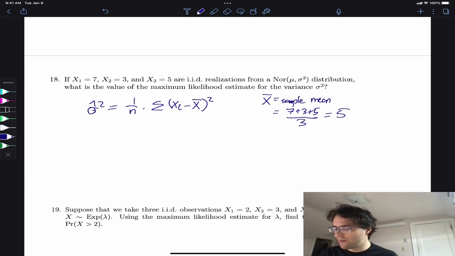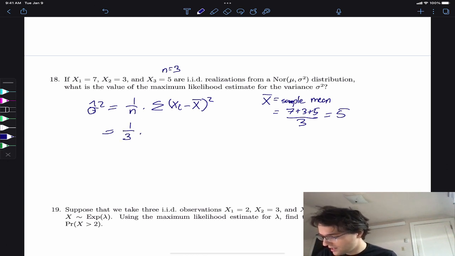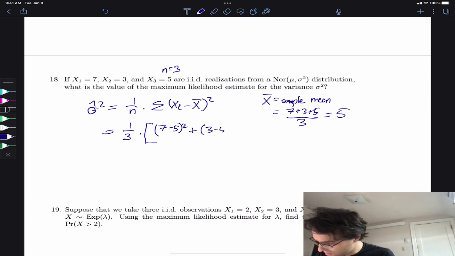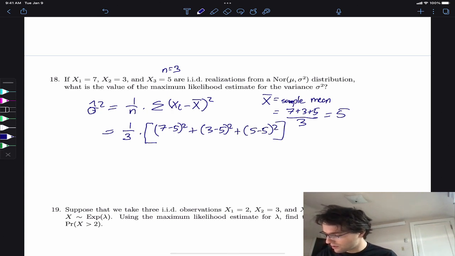So our sample mean is 5. What is n? n is equal to 3, of course, because we have 3 random variables. So this is 1 over 3 times, and then we have xi, which is 7, minus 5 squared, plus 3 minus 5 squared, plus 5 minus 5 squared. So that's just a 0, so that's easy.